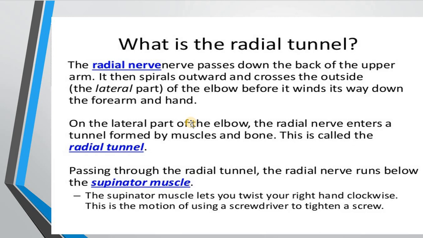On the lateral part of the elbow, the radial nerve enters the tunnel formed by the muscle and bone. It is called the radial tunnel. Passing through the radial tunnel, the nerve runs below the supinator muscle. The supinator muscle lets you twist the hand clockwise, in a motion like using a screwdriver to tighten a screw.